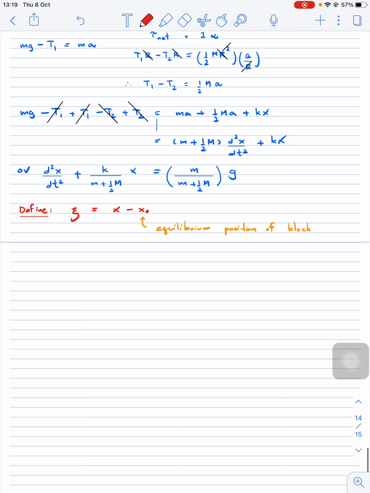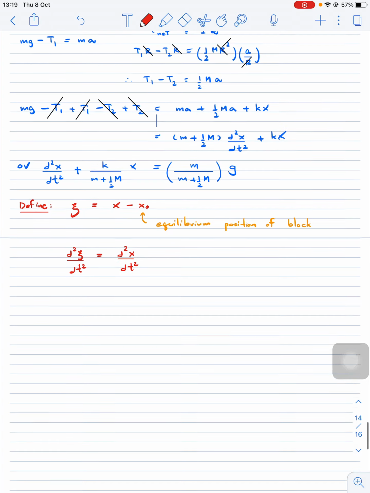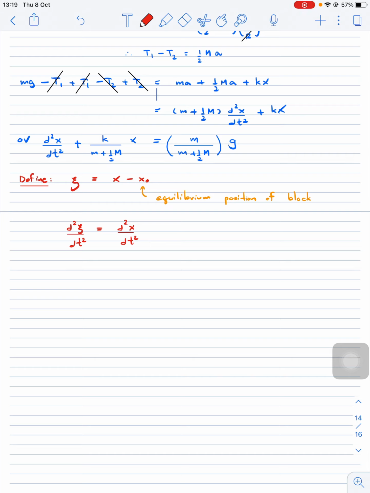Then if we take the second derivative of this variable, it is going to be equal to d squared x over dt squared. Why? Because x naught is constant, so the derivative of this term goes to 0. That's why we have only this.